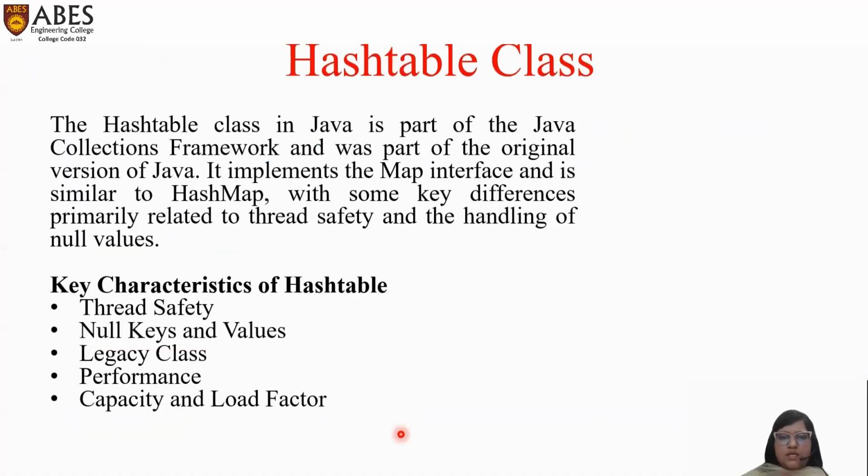At last, we can say that a hash table is a thread-safe implementation of a hash table that doesn't allow null keys or values. It's considered a legacy class and has been largely replaced with HashMap and ConcurrentHashMap in modern Java development due to performance and flexibility reasons. However, understanding its characteristics remains important for maintaining and working with older Java code bases. For high concurrency needs, ConcurrentHashMap is recommended over Hashtable. So it's all about the hash table.